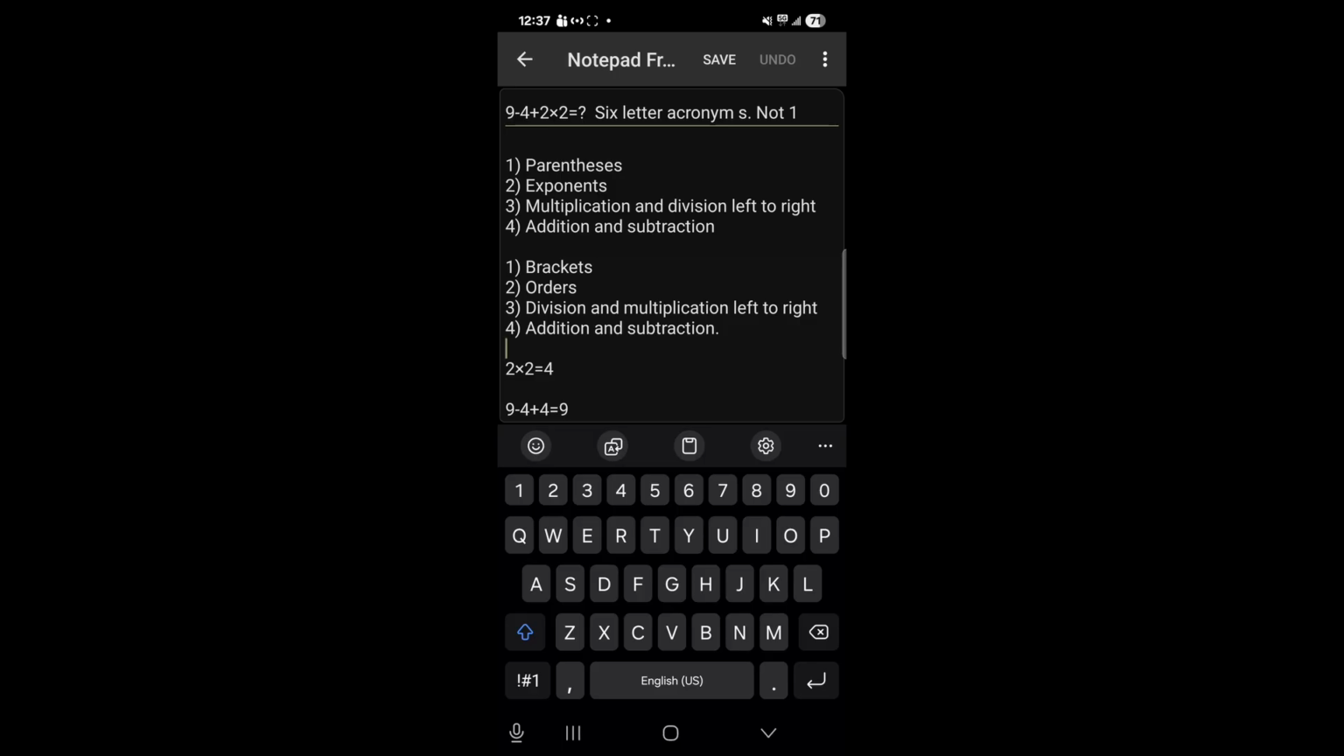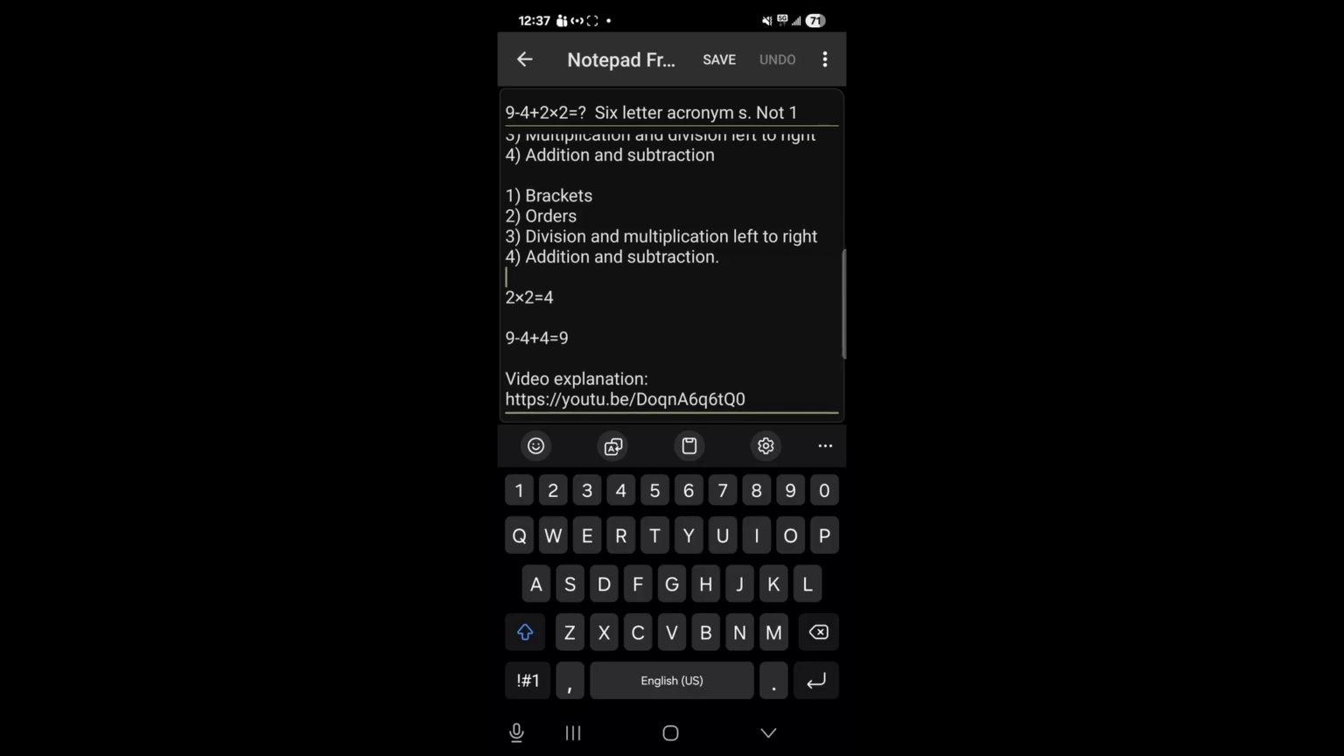They're the same thing. Division and multiplication have equal precedence. And then you follow up with addition and subtraction. So the first step is always multiplication. 2 times 2 is 4. Well, it's always the case here. That is 9 minus 4 plus 4 equals 9.